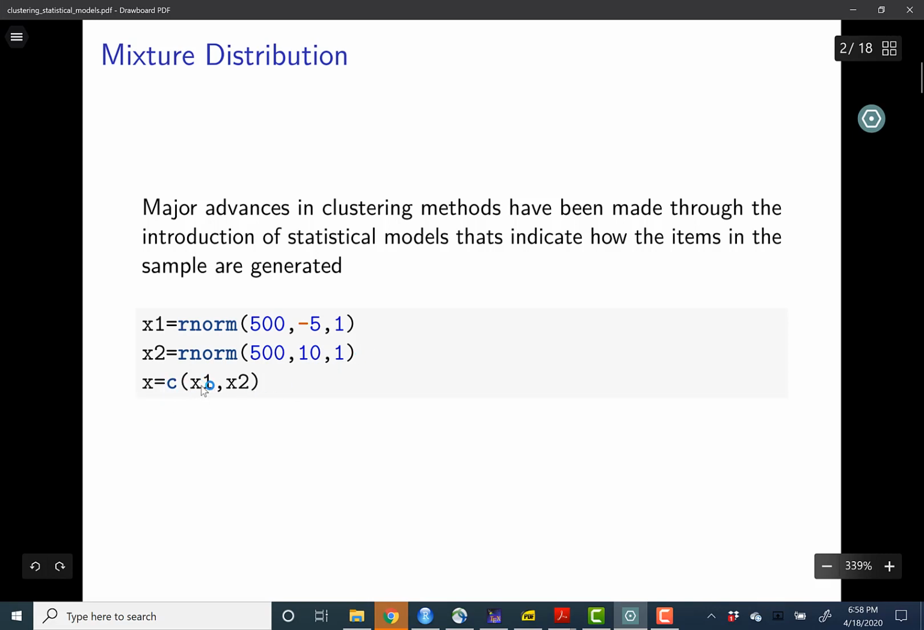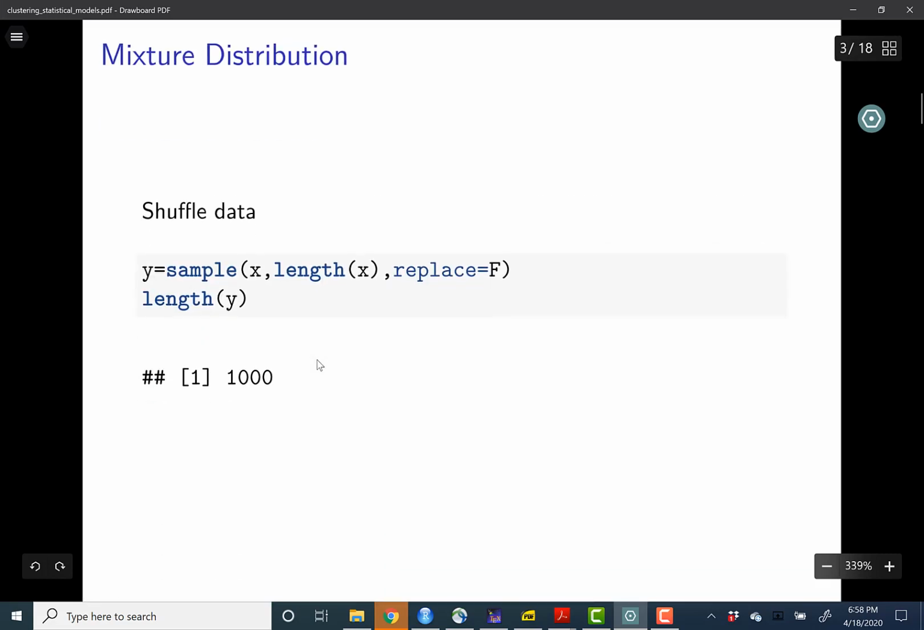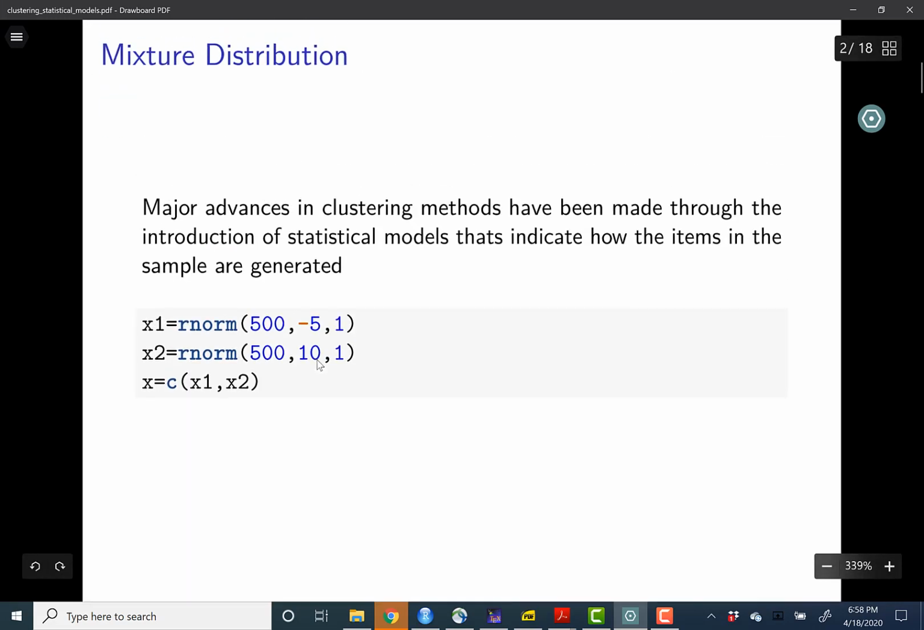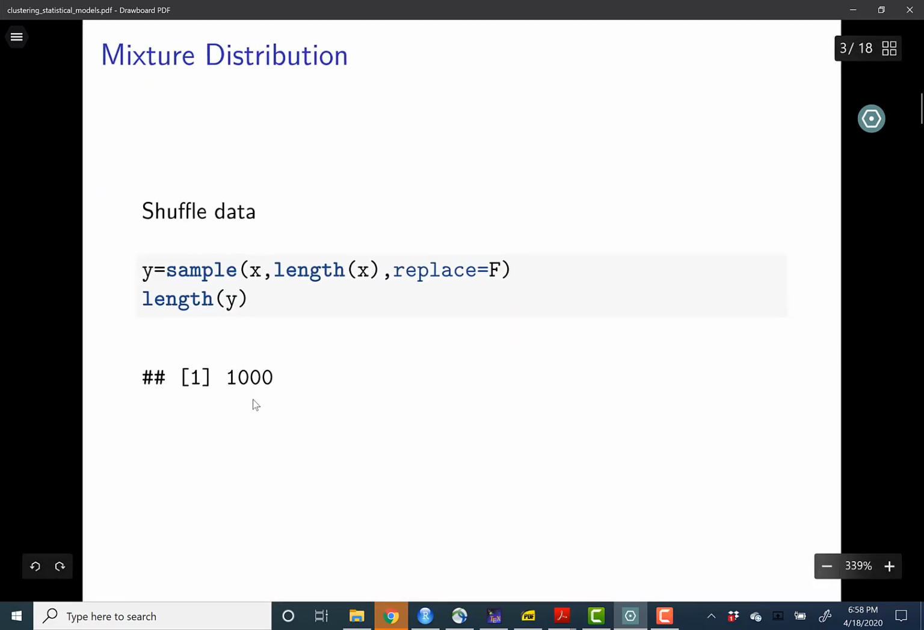In X, I combine all of these points. Now I have data which contains 1,000 elements, out of which 500 are from one kind of distribution and 500 are from this other kind of distribution. Before I plot anything, I'm just going to shuffle the data. All of the first 500 elements are from cluster 1, and all of the 500 elements in x2 are from cluster 2. If you do random sampling, you would imagine all of these are mixed up, right? That's why I'm going to shuffle this data set, so it's more representative of an actual random sample.